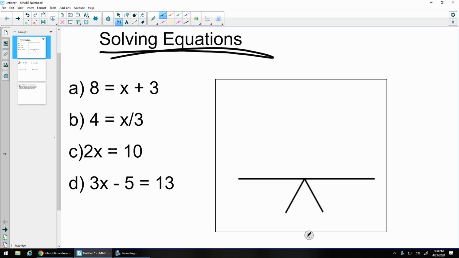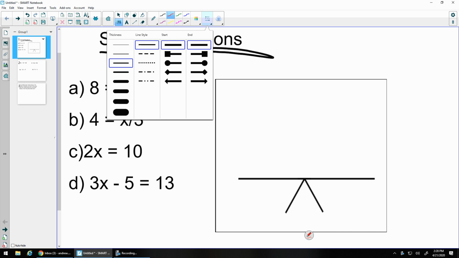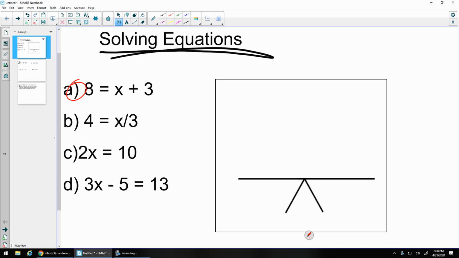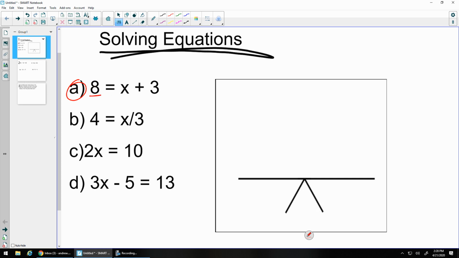So I have four equations here. Let me just get a different color here. A here has two expressions. One expression is 8. The other expression is x plus 3. These are equal to each other, so 8 and x plus 3 are the same amount.